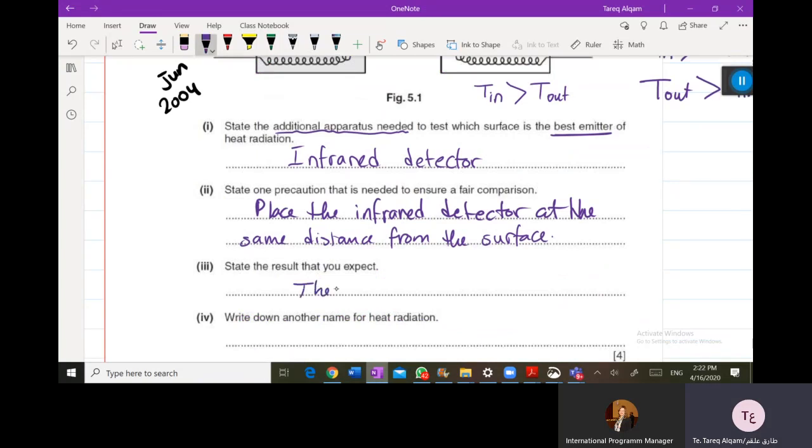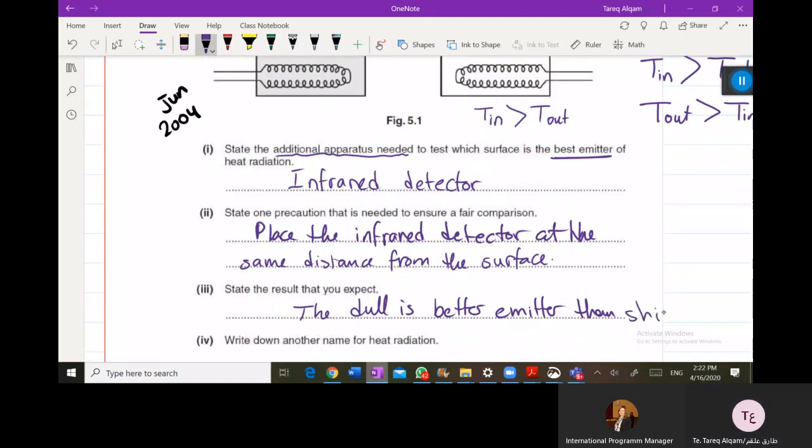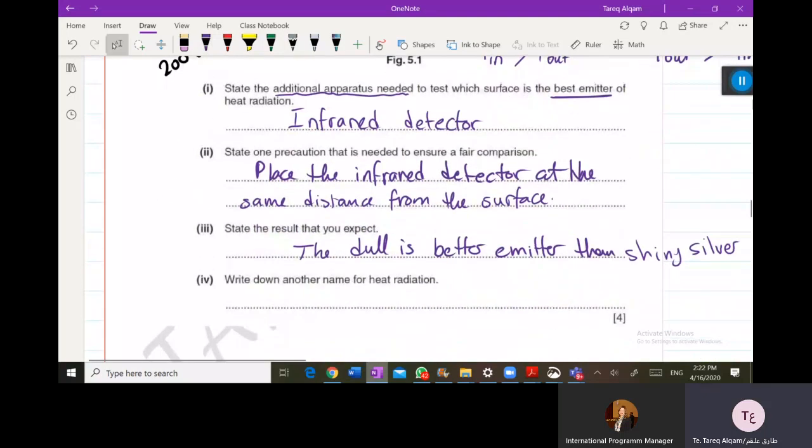The dull black surface is a better emitter than the shiny silver. Sorry, dull black, I forgot to write this. Write another name for heat radiation. It's infrared. It's what? Infrared.